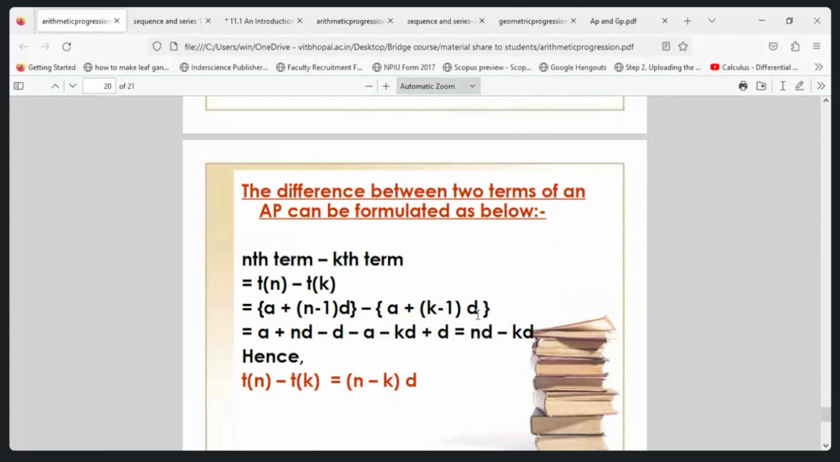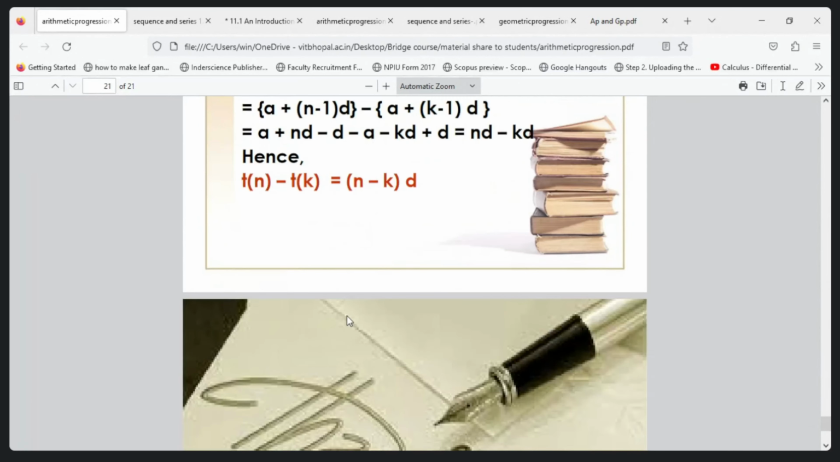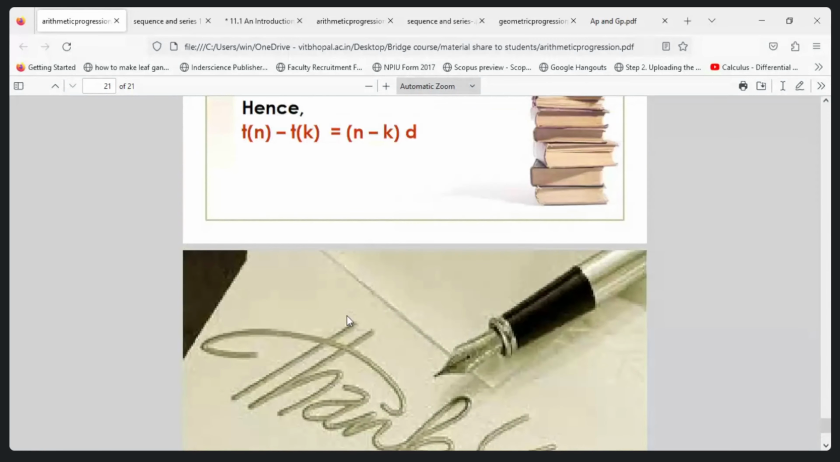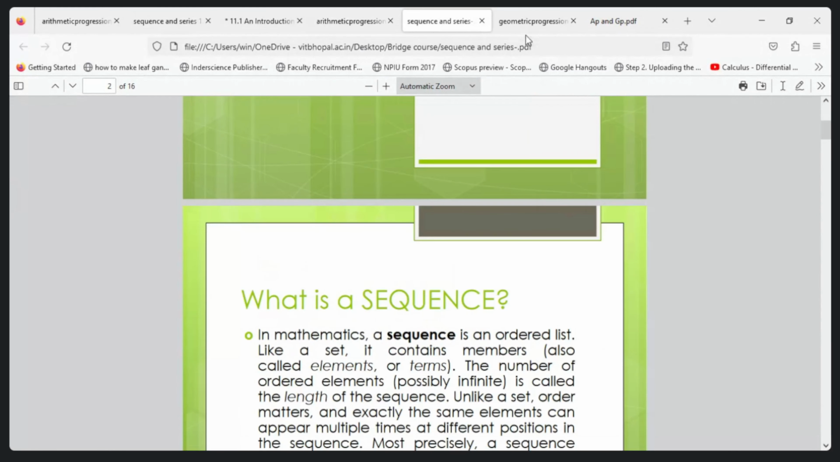The difference between two terms of an AP can be formulated as below: nth term minus kth term. So Tn minus Tk is A plus (N minus 1) into D minus (A plus (K minus 1) into D). So A plus nd minus d minus A minus kd plus d, that is equal to (n minus k) d. So this is the difference of the terms, we can say.